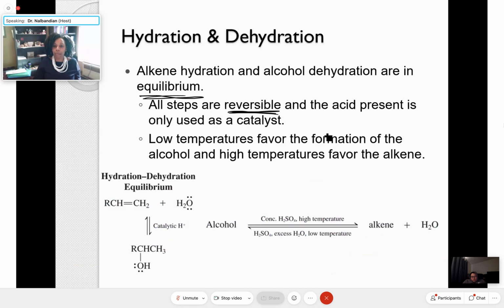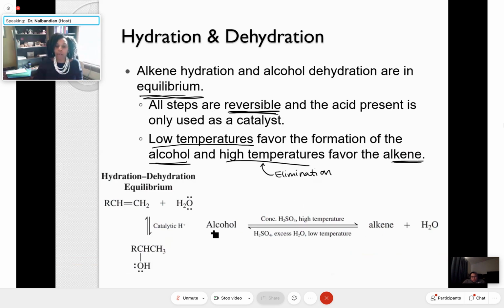But the acid present is going to be used as a catalyst. So if we keep the temperature low, low temperatures will favor the formation of the alcohol, but if we have high temperatures, that's going to favor the alkene. We already talked about this, right? High temperatures, elimination reaction. That elimination is going to form the alkene. We talked about this in chapter 9.